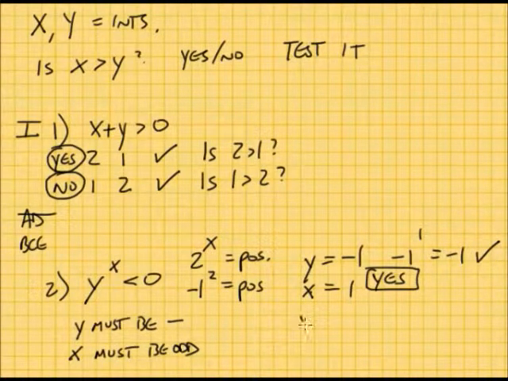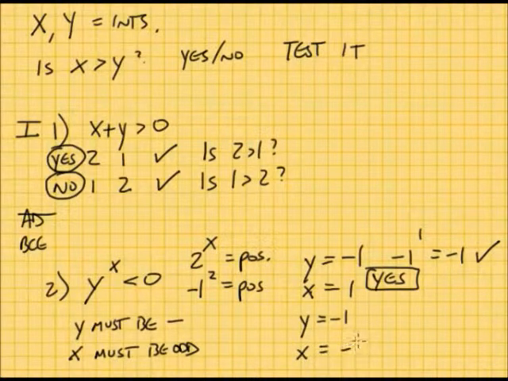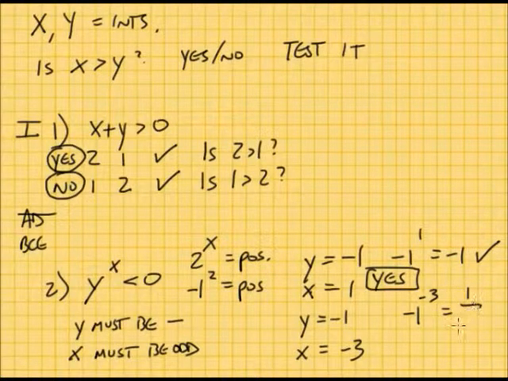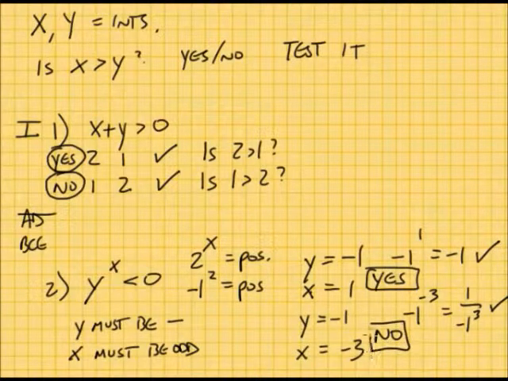So if we keep that y as -1 and make the x -3, what we would have is -1 to the -3 power. That's equal to 1 over -1 cubed, and that is negative still. In this case, is x greater than y? Is -3 greater than -1? No, it's not. -1 is greater because it's farther to the right on a number line. So fact 2 has two different answers, and it also is insufficient, so knock out B.